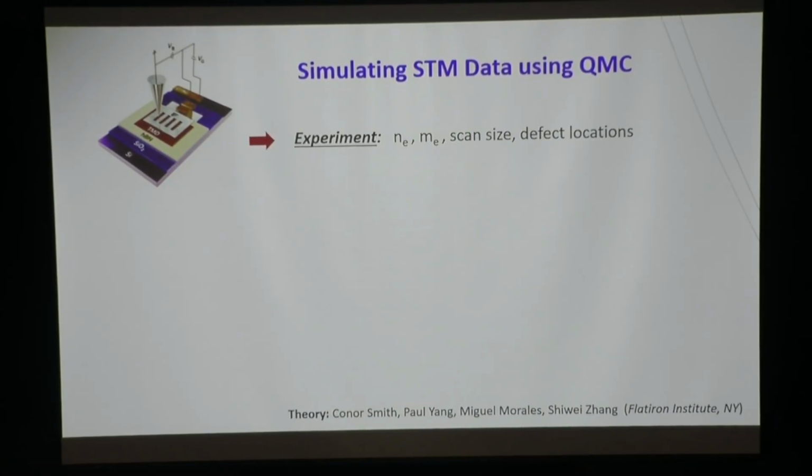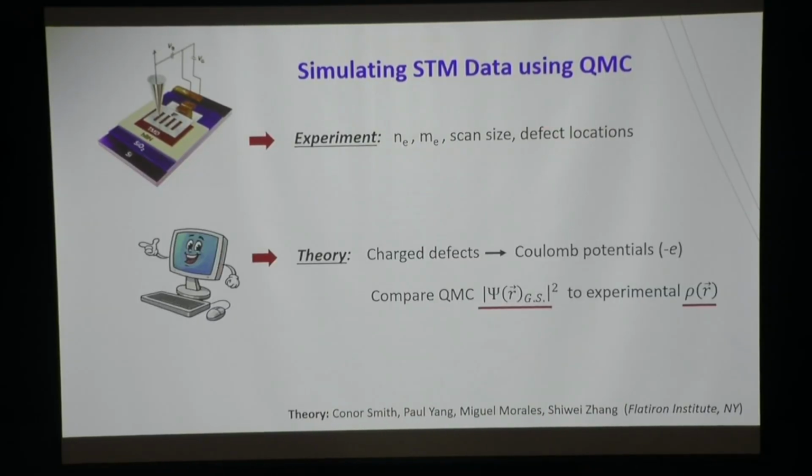So we collaborated with them, and what we did as experimentalists, we gave them the density of electrons, we gave them the mass of the electrons, we told them the size of our pictures that we took on our STM, because these are things that we know. We told them where the defects are, and what they did was they constructed in their computer an energy landscape by taking Coulomb potentials and putting them at the precise locations of our defects. Then they populated that energy landscape with electrons, and they found the ground state. They used quantum Monte Carlo to find the ground state, and then we compared that to our experiment.